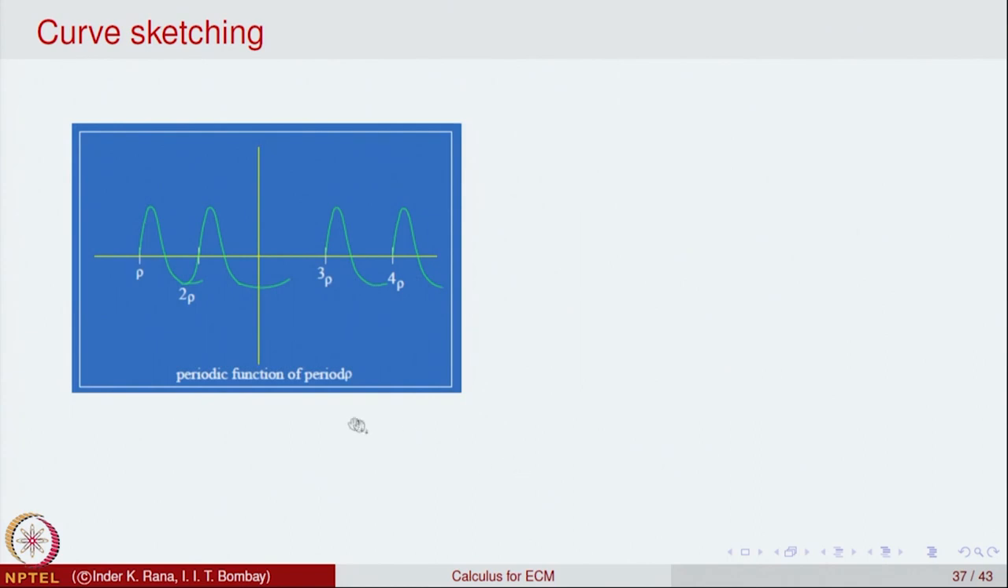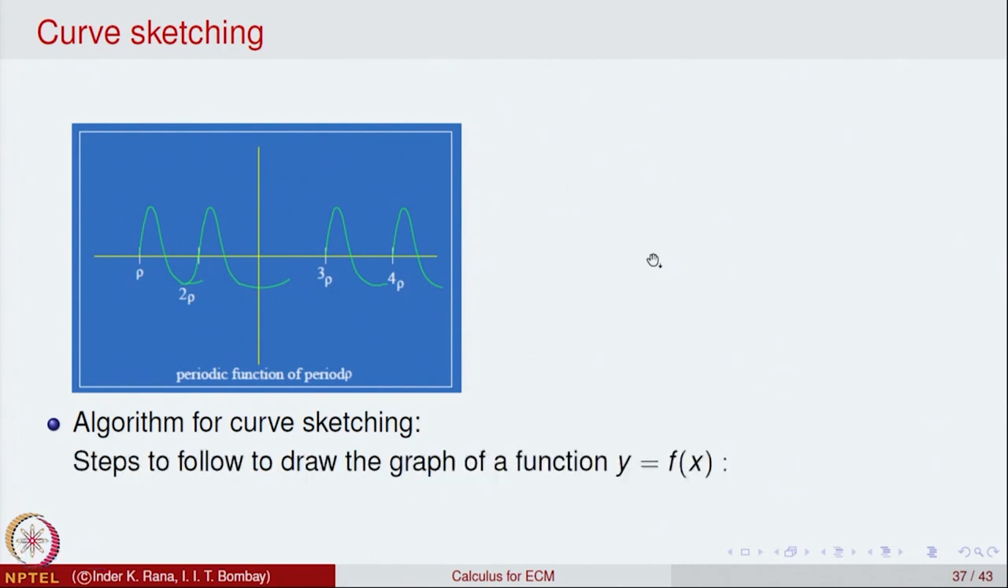So, for example, if this is the graph, then in the next portion that portion is put here, that portion is put here, and so on. So, the graph is repeated in every interval of length p. So, that is periodicity. These are the important things which one should keep in mind along with other calculus things that we have done. So, let us summarize all these things to draw the graph of a function.